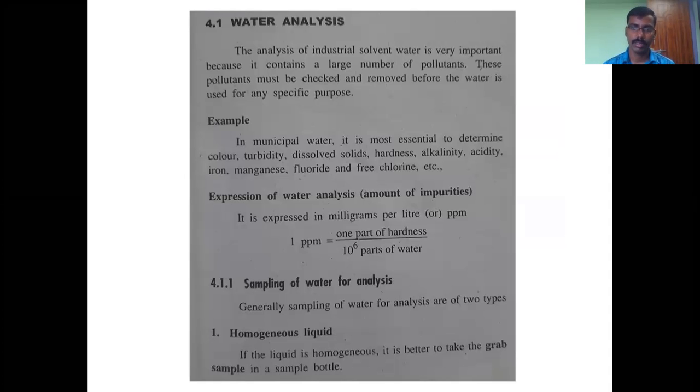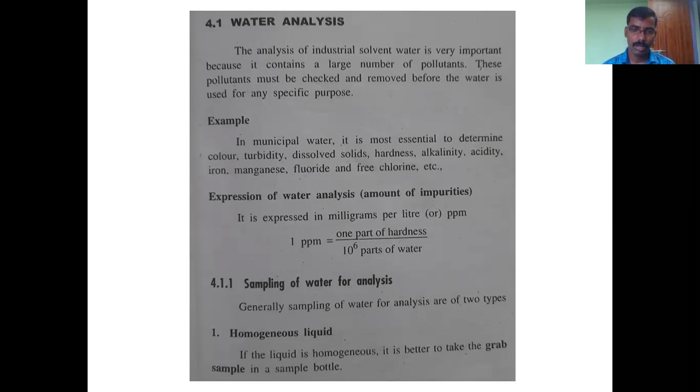Example: for municipal water, it is most essential to determine color, turbidity, dissolved solids, hardness, alkalinity, acidity, iron, manganese, fluorides, and free chlorine, etc. Expression of water analysis: the amount of impurity is expressed in milligram per liter or ppm. ppm means parts per million. 1 ppm is equal to 1 part of hardness divided by 10 to the power of 6 parts of water.